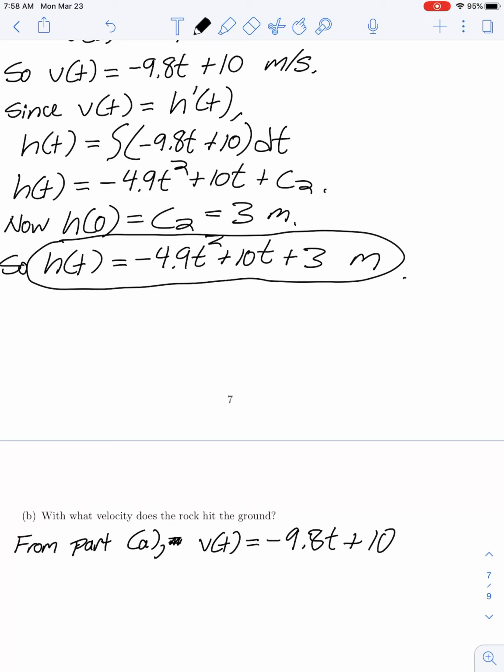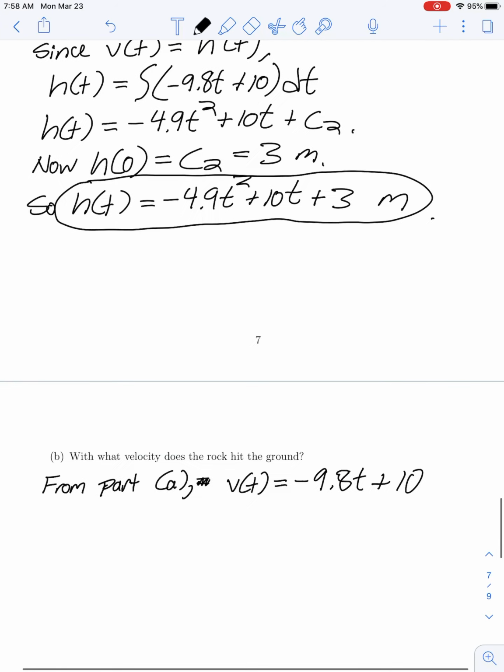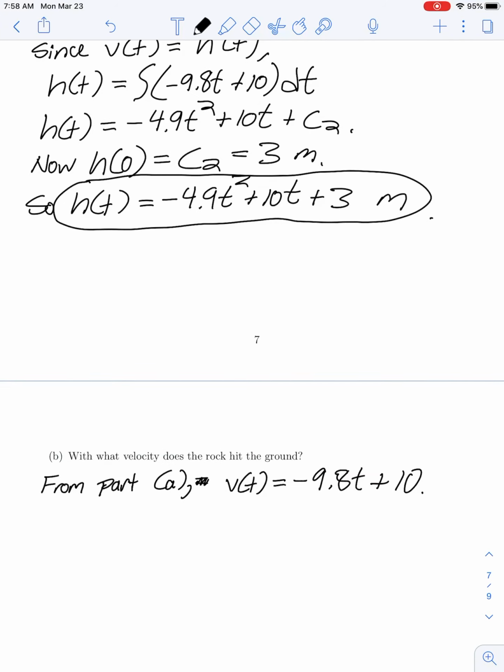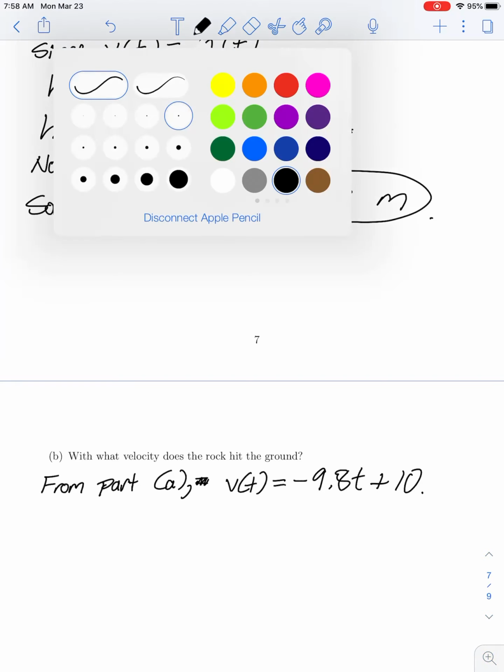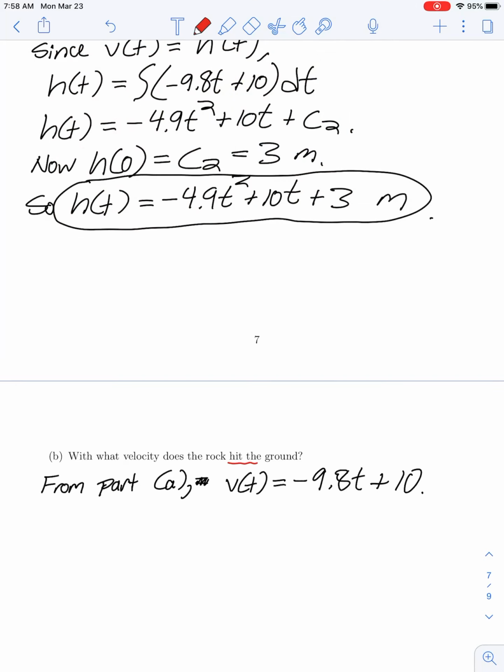So we have the velocity of our rock at any given time, and we're asked about the velocity when the rock hits the ground. So we need to first determine the time at which our rock hits the ground. Now, in order to determine that time, when our rock hits the ground, that means it must be at ground level.